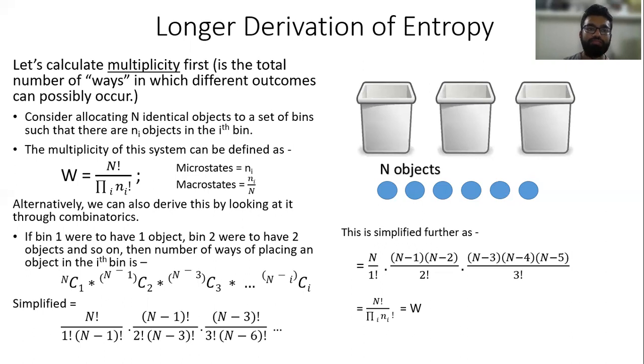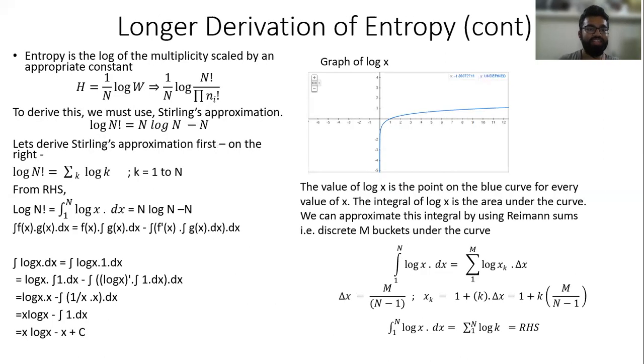So this sets me up nicely for the definition of how entropy is related to multiplicity. Surprise, surprise, entropy is the logarithm of the multiplicity. Let's get to that. Entropy is the log of the multiplicity scaled by an appropriate constant. And over here, the constant is the number of identical objects, which is n.